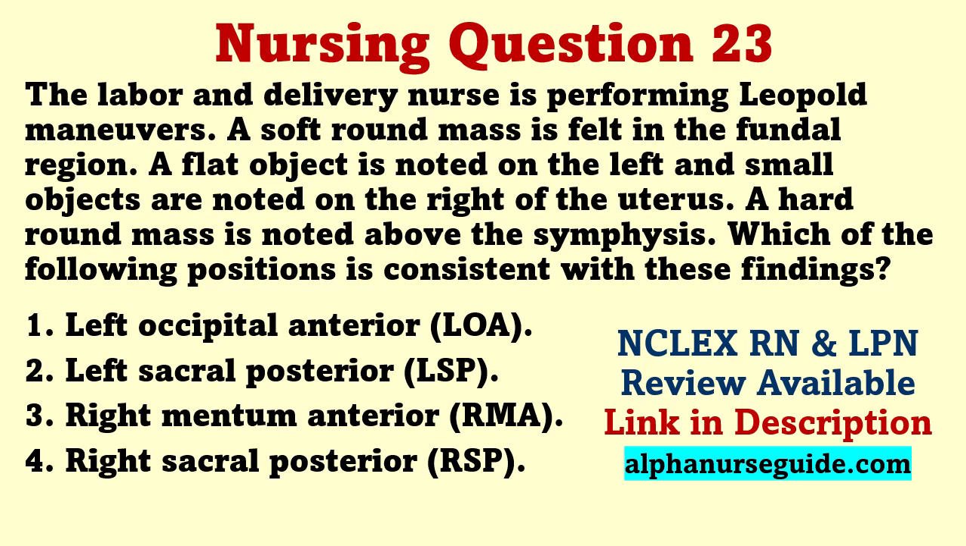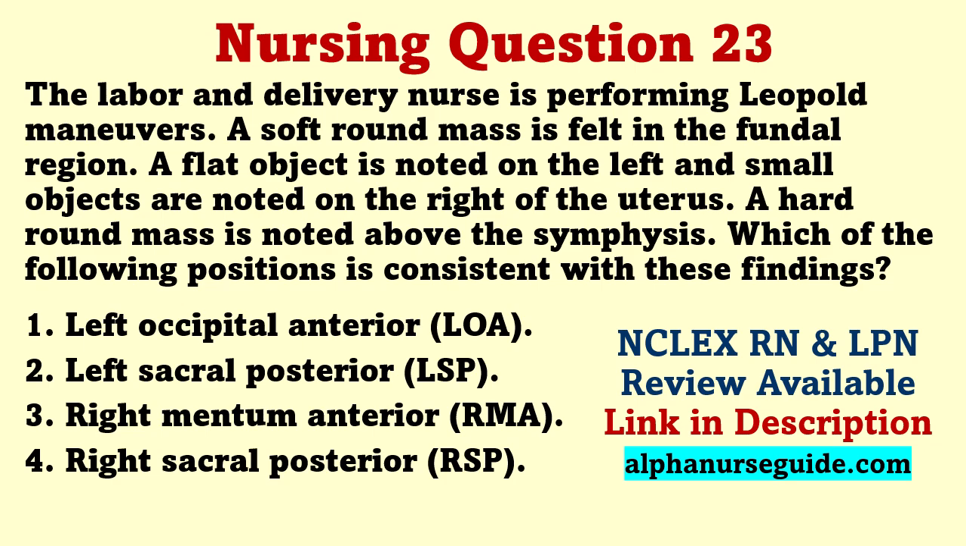The labor and delivery nurse is performing Leopold maneuvers. A soft round mass is felt in the fundal region. A flat object is noted on the left, and small objects are noted on the right of the uterus. A hard round mass is noted above the symphysis. Which of the following positions is consistent with these findings? 1. Left occipital anterior. 2. Left sacral posterior. 3. Right mentum anterior. 4. Right sacral posterior.